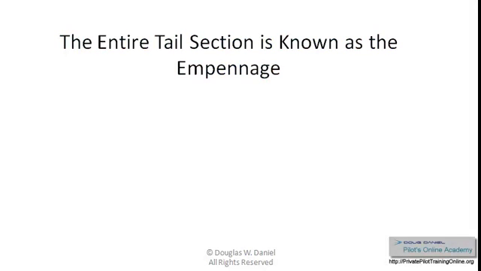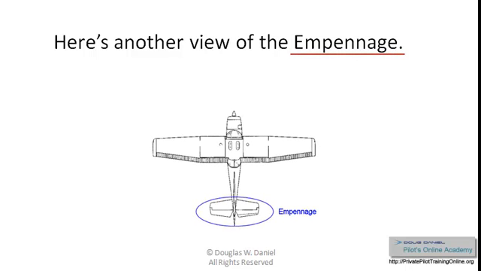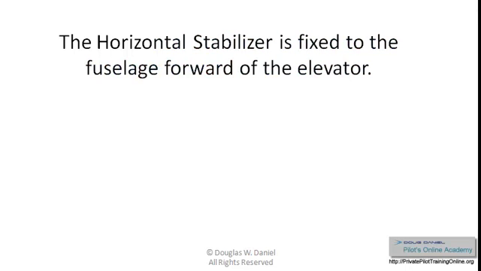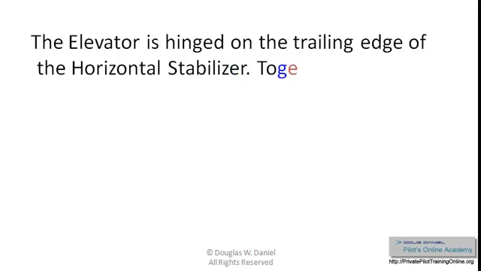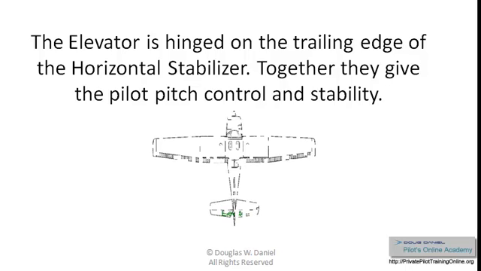The entire tail section is known as the empennage. Here's another view of the empennage. The horizontal stabilizer is fixed to the fuselage forward of the elevator. The elevator is hinged on the trailing edge of the horizontal stabilizer. Together they give the pilot pitch control and stability.